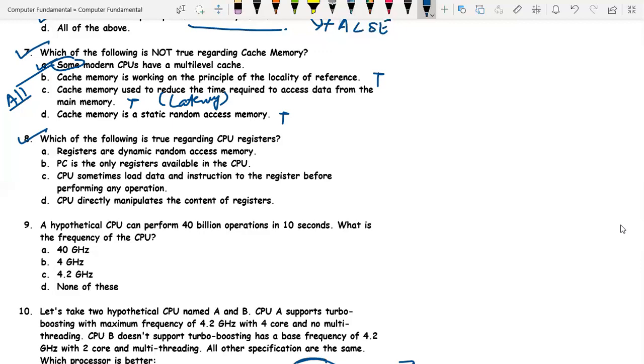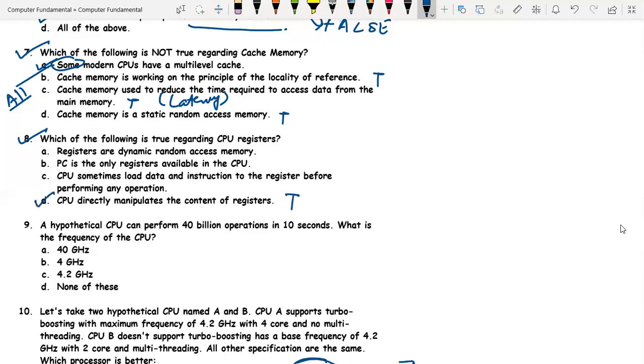PCs and something. This one is true. D. Okay, this statement is the true statement.